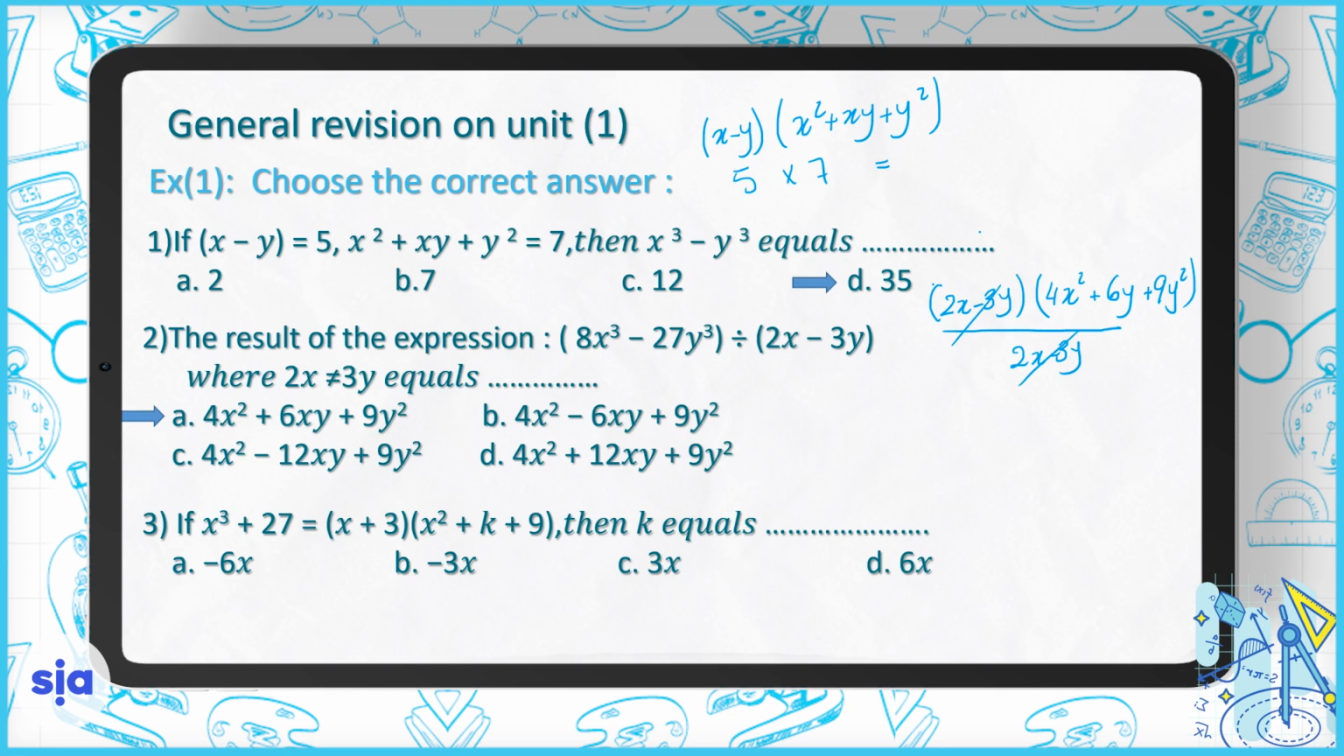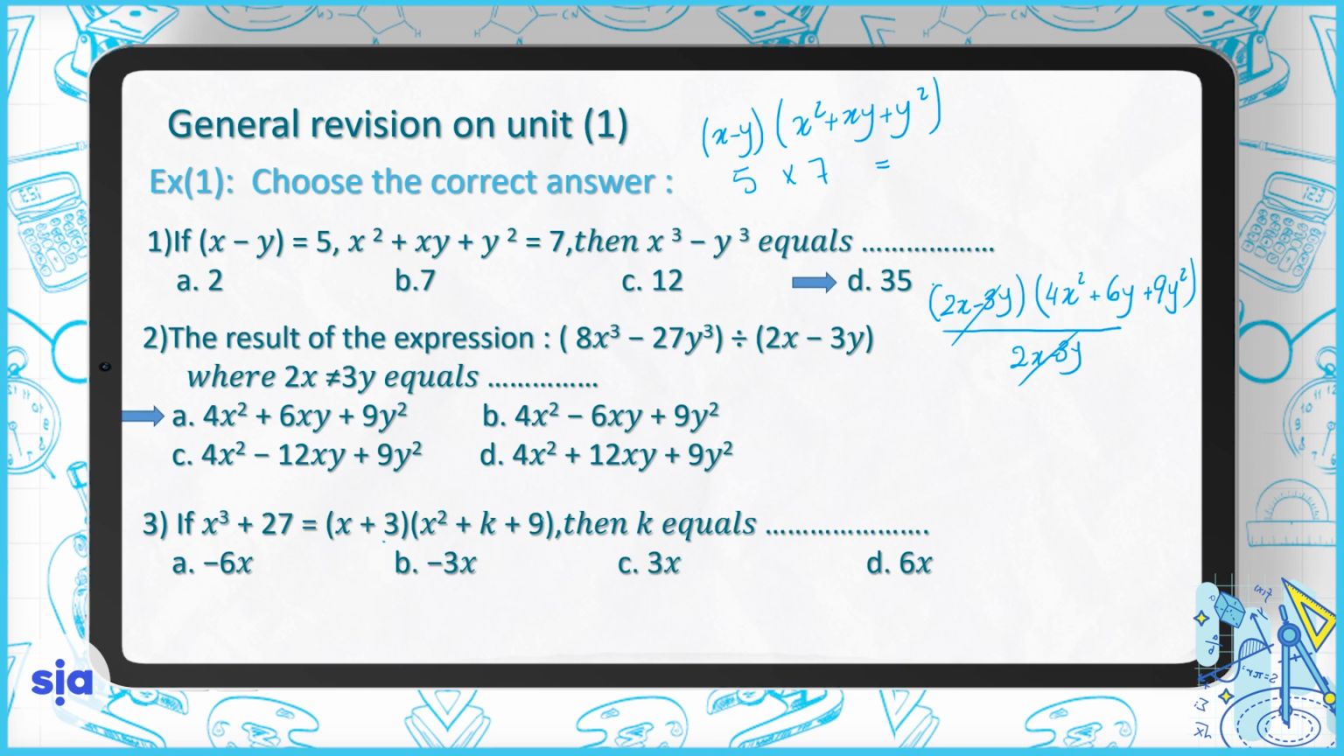Question 3. If x power 3 plus 27, we factorize it this way, how can we find k? K is the product of the first term times the second term. So k is 3x, as the first term is x and the second term is 3.